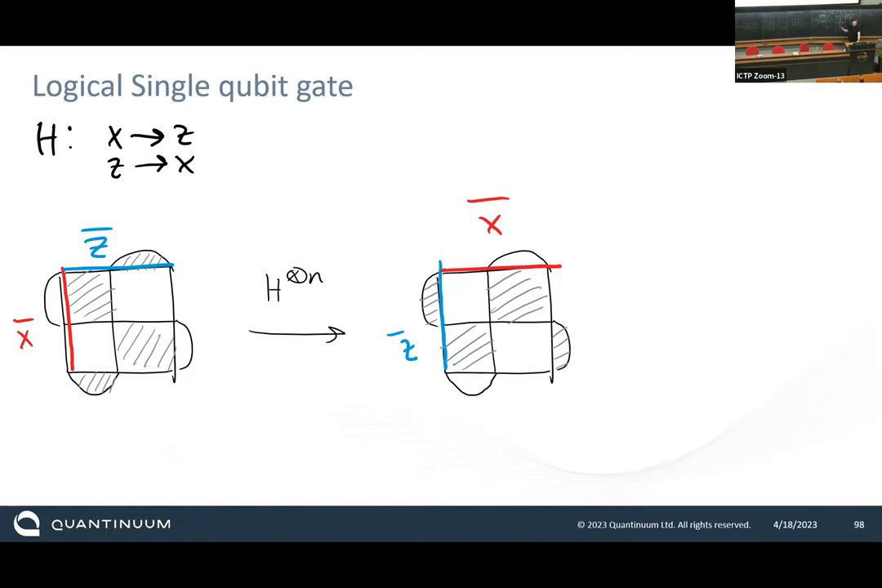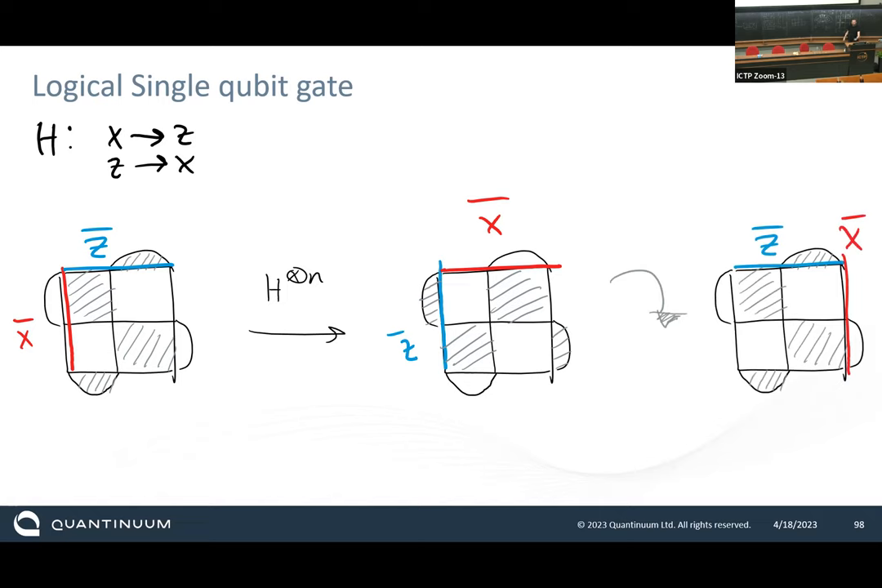So it is a logical Hadamard. However, you notice that the code has now effectively rotated. And we typically want the code to be back in its original state. So if you're in a fixed 2D geometry device, then you might have to do a set of operations to do those rotations. Or if you're in ion traps, you kind of get it for free because you don't really care about the labeling, you just move things to gate zones.